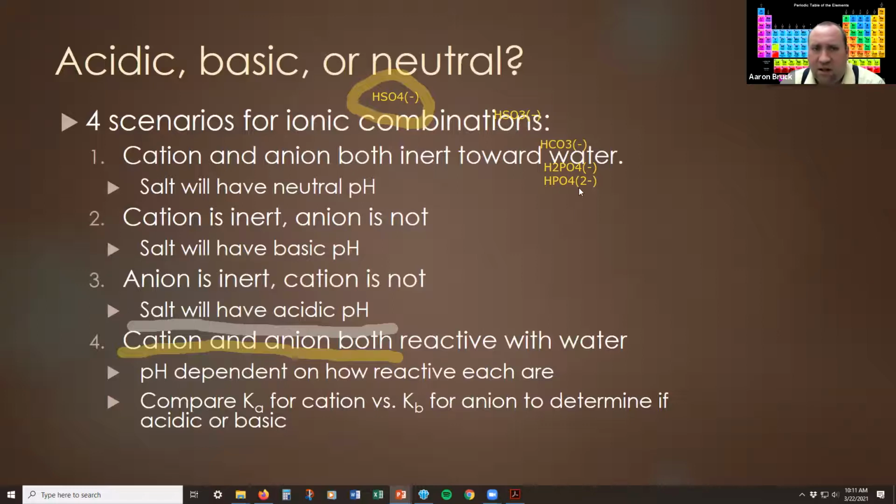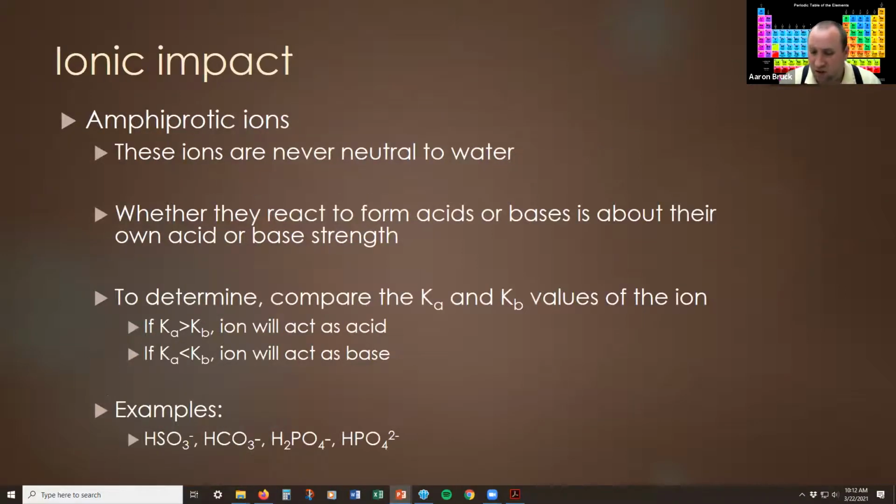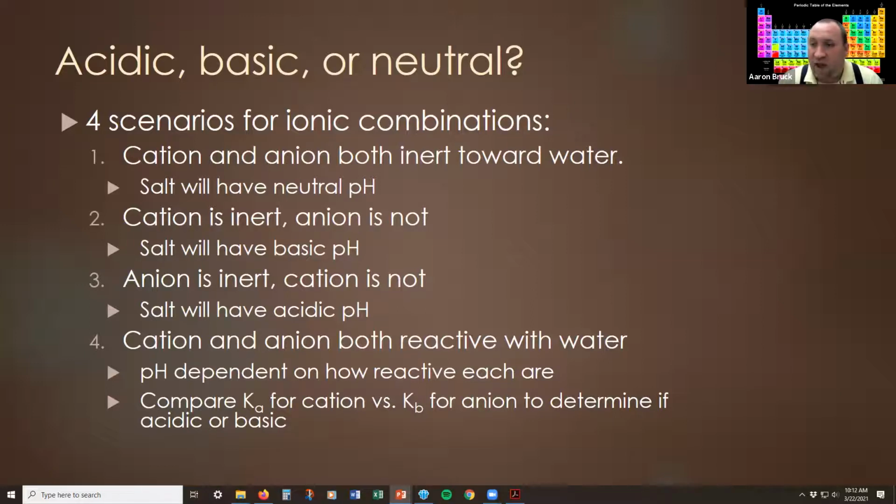But now that we know this, it allows us to take into consideration, when I look at the formula for a salt, I can see that that salt is going to fall into one of these 4 categories. And based upon which category it falls into, I'm going to be able to evaluate whether it's acidic or basic or neutral. So scenario number 1, the easiest scenario. I've got a cation and an anion, and they are both inert toward water. So sodium chloride being kind of the prime example of this. Sodium came from the sodium hydroxide, which is strong. Chloride came from the hydrochloric acid, which is also strong. So neither of them have anything to say to water. They're going to be completely neutral toward water.